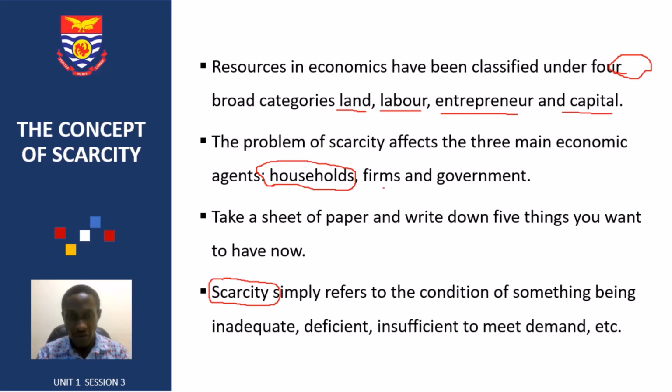We are also talking about firms. So when we're talking about economic agents, we are talking about three economic agents. We have the household, the firms, and the government. Now, I would like you to take a sheet of paper and write down 5 things you want to have now. So let's just write something down. What are the things you want to have now? Just take your time and write down 5 things that you want now.